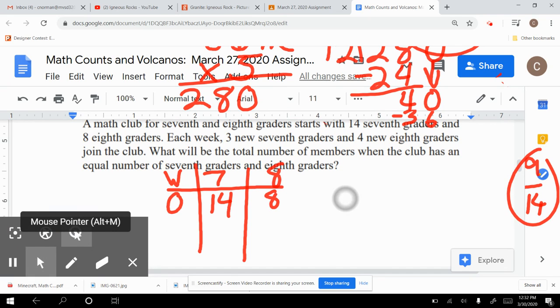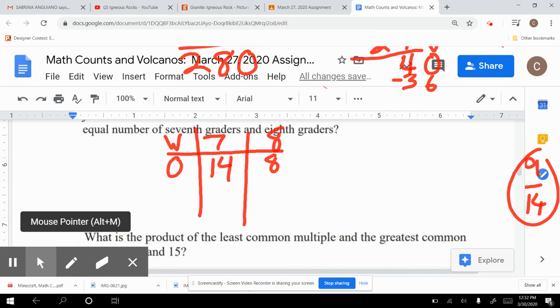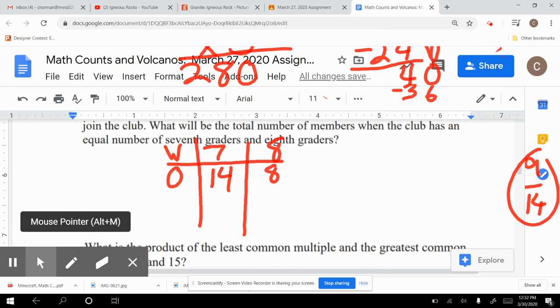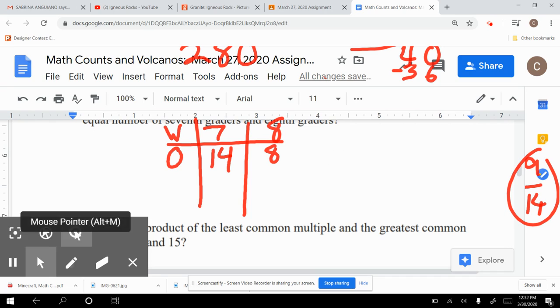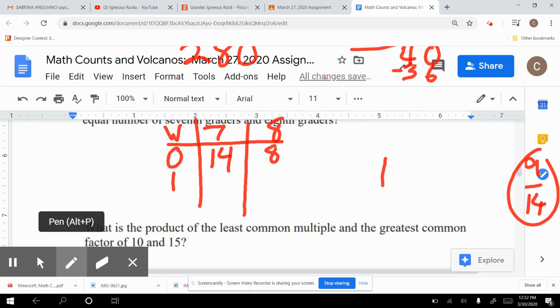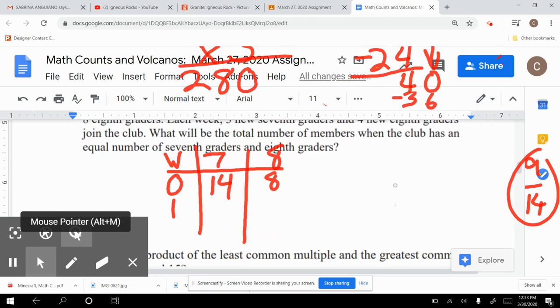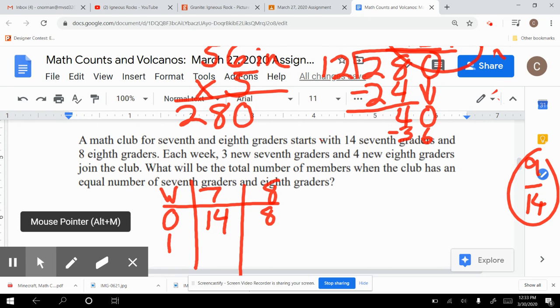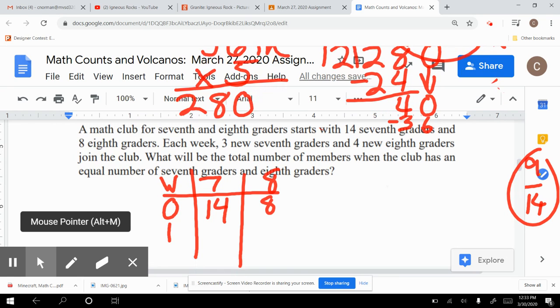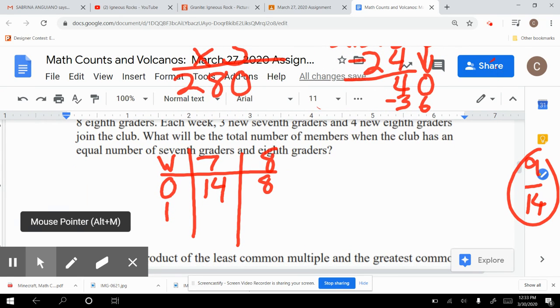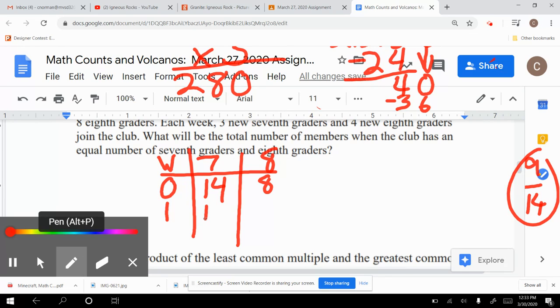So I didn't leave myself enough room here. Okay, week 1. I'm going to try to write smaller. Pull it up just a bit. Okay, week 1. Each week, the 7th graders increase by 3, and the 8th graders increase by 4. Okay, so let's take a look at that. Each week, we're going to add 3. So in this one, week 1, you're going to have 17 7th graders. We're going to add 4 to 8, and we're going to have 12.